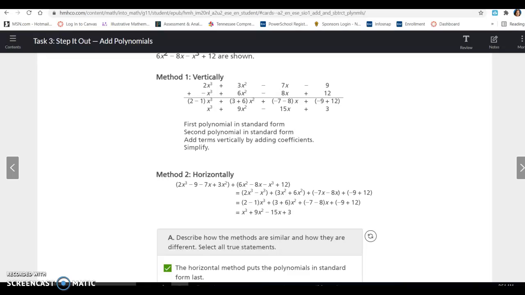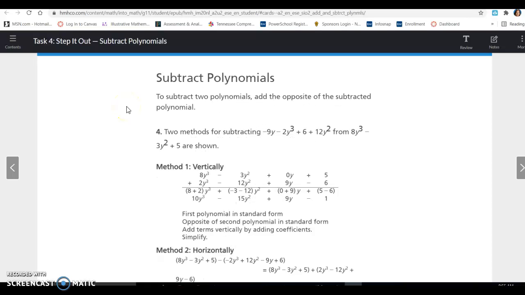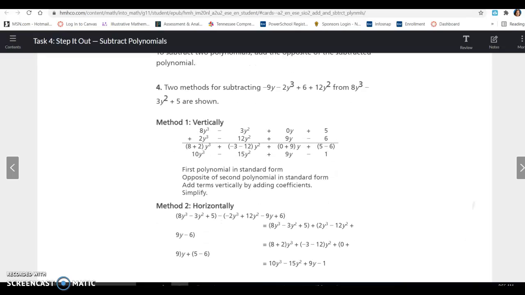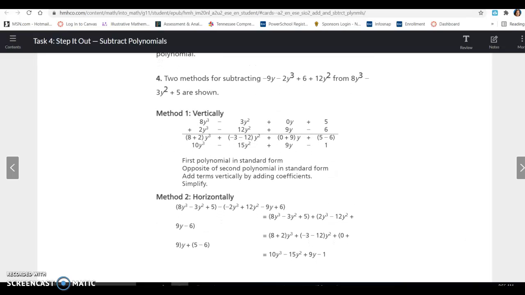All right, we're going to move on to task 4. So now it's subtracting polynomials. Task 4, to subtract a polynomial. To subtract two polynomials, add the opposite of the subtracted polynomial. Two methods for subtracting are shown. Method 1 is vertically again. So you can see they took the first polynomial and again they put it in standard form. This time they took the second one first.